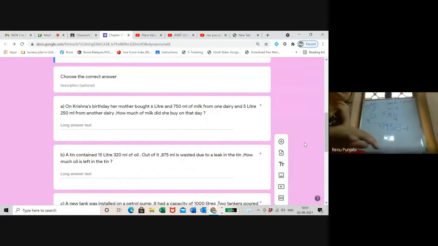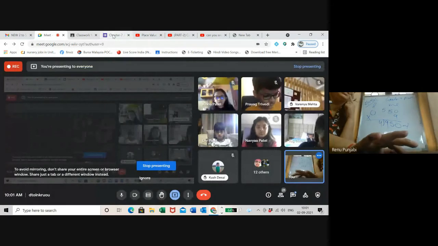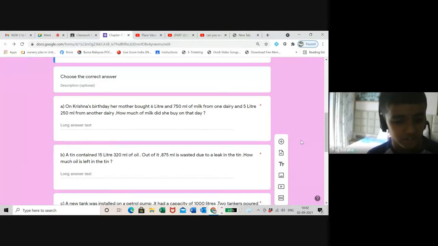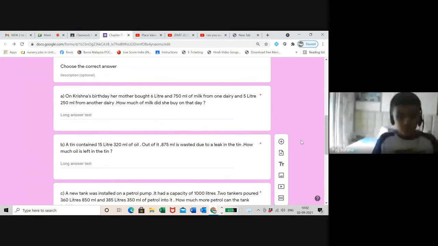It is not your CET, bacha. This is your classwork. So we are discussing which operation we will apply here. Ma'am, B1 is subtraction, because a tin contains 15 liter 320 milliliter of oil, out of which some milliliter is wasted due to the leak. We have taken it out, it's leaking, so it's subtraction.